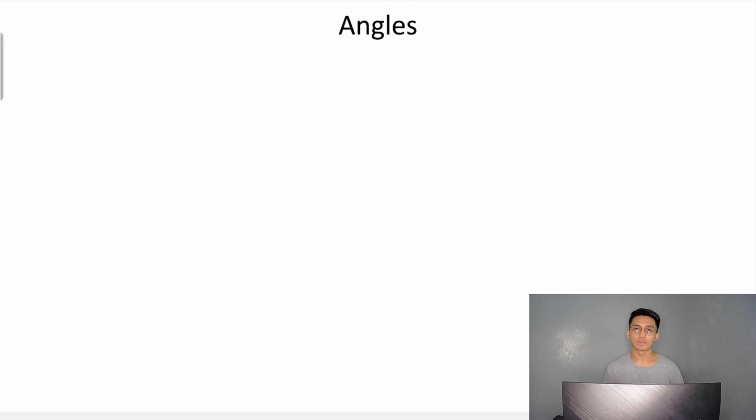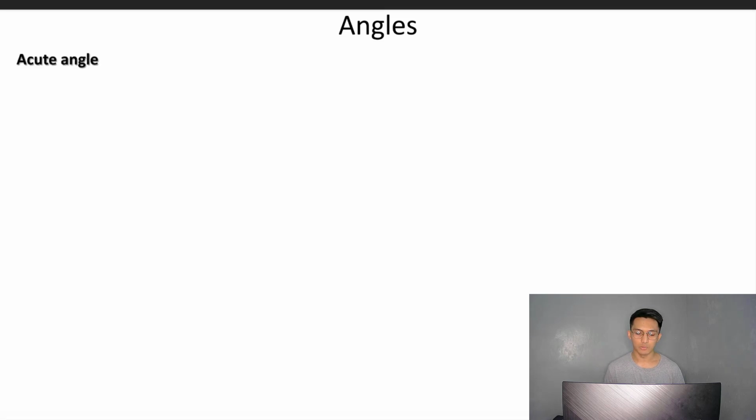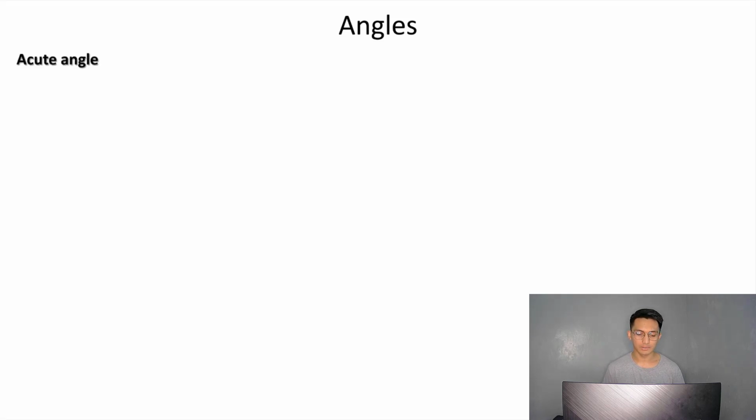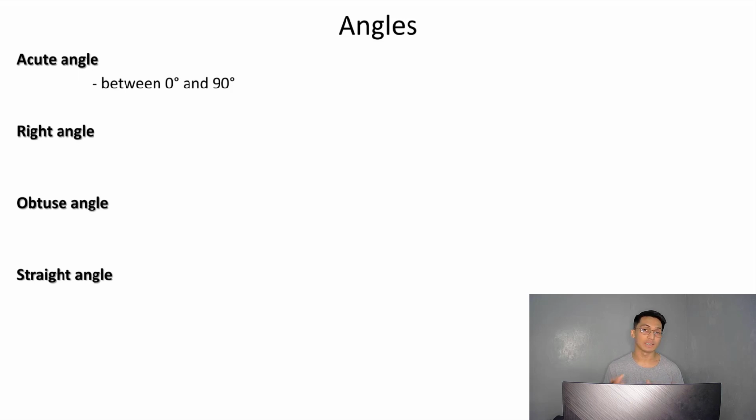We have four common types of angles. First one, the acute angle. Pangalawa, the right angle. Third, the obtuse angle. Lastly, we have the straight angle. Acute angles are the angles between 0 degrees to 90 degrees. Everything that's in between, sila yung tinatawag natin as the acute angle. So, this is the figure.